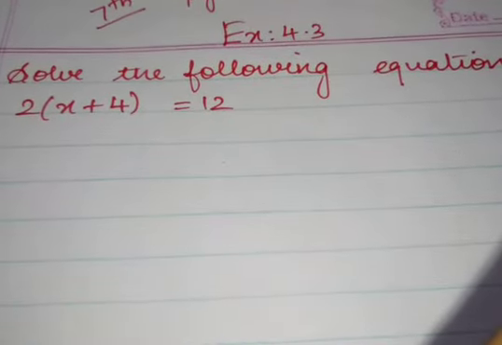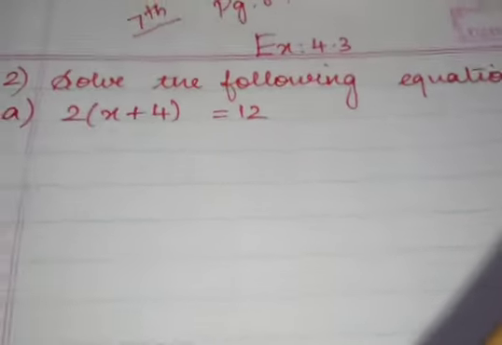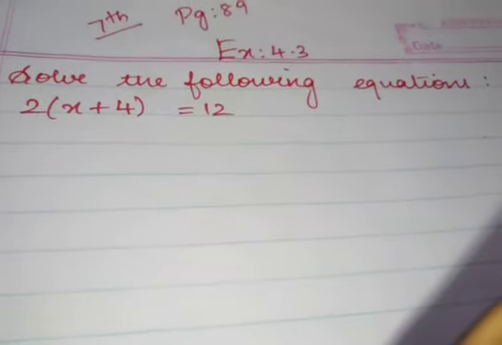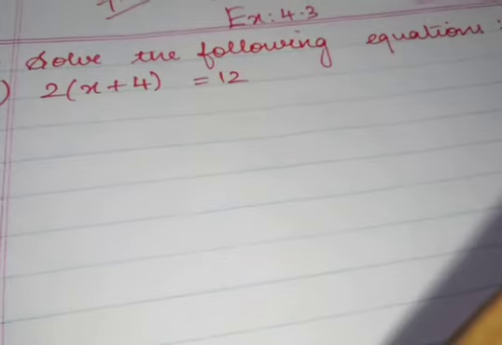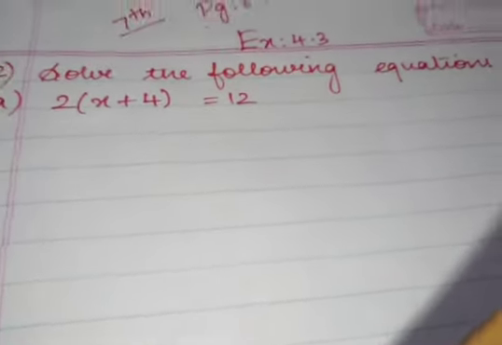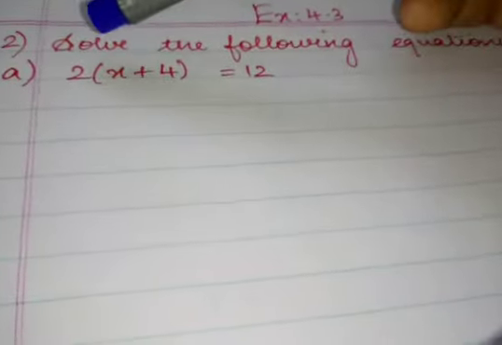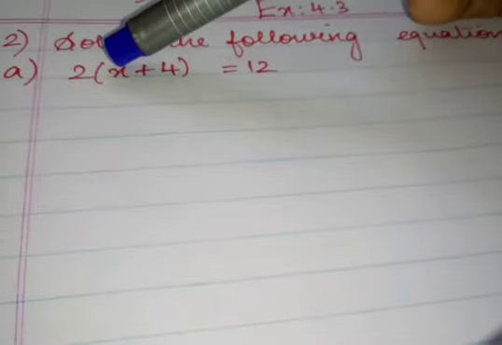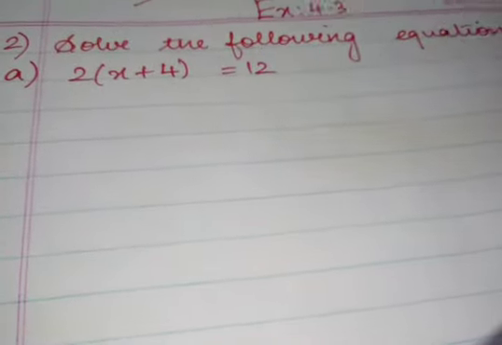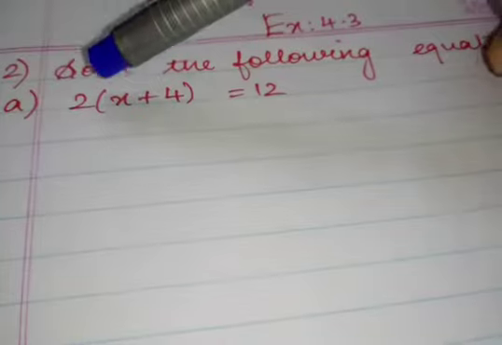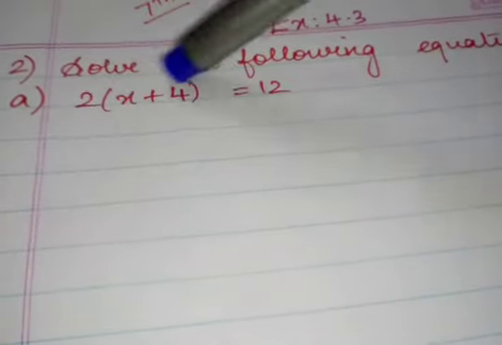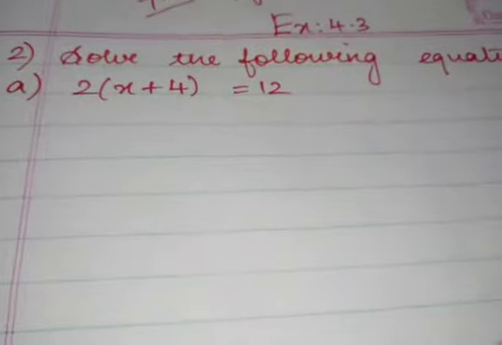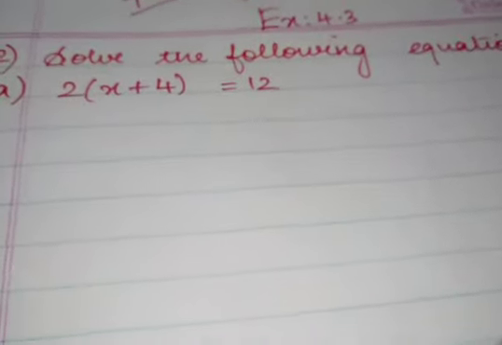Solve the following equations. So we are going to solve and find the solution, using what method? We are going to solve using the transposing method. So option A is 2 into x plus 4 equal to 12. We are going to find the solution for this equation. We have already solved this type of equation in our example problem. Do you remember that? Yes.